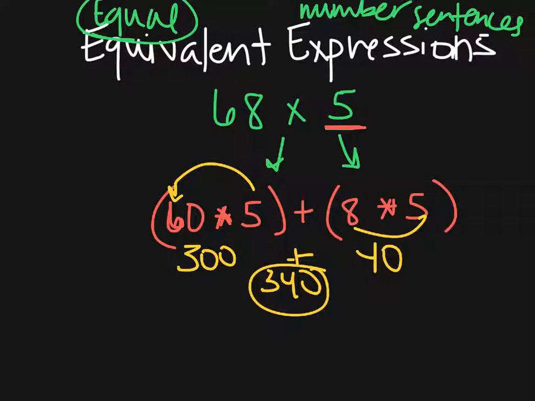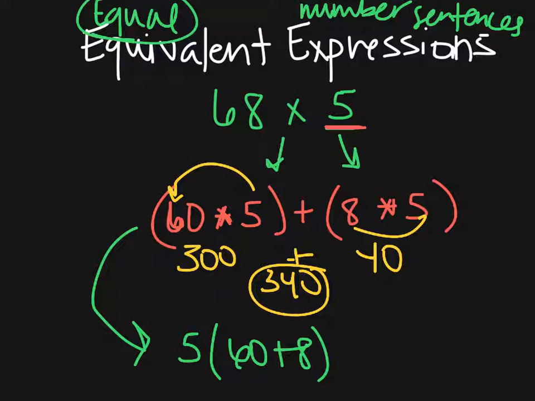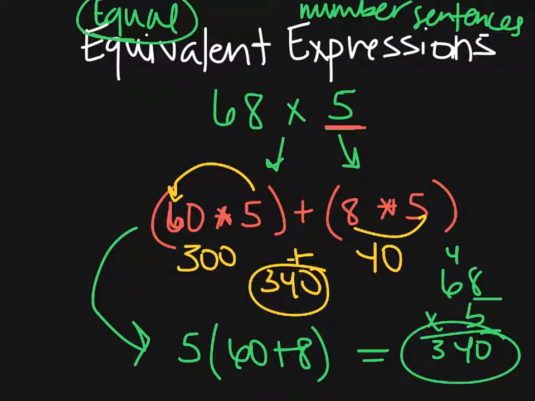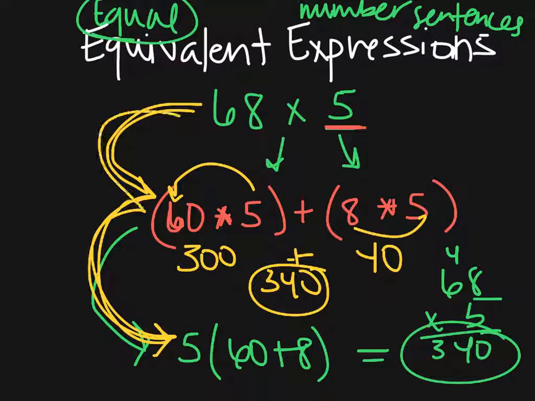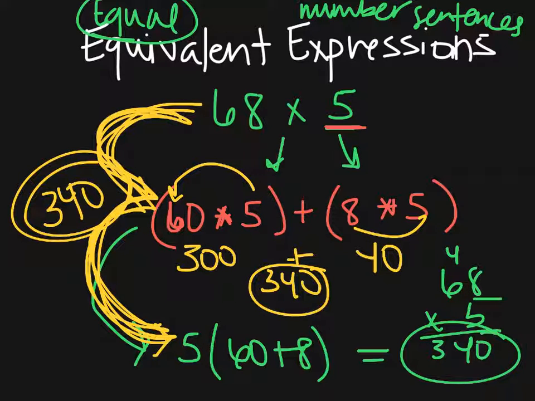Then I could, if I wanted to, rewrite this as 5 times (60 plus 8). And then I could do my multiplication problem off to the side. And you'll notice that I get 340. So what that means is that this equation is equal to this equation is equal to this equation. All three of these are equal to one another because they are all equal to 340. So that's what we mean by equivalent expressions.